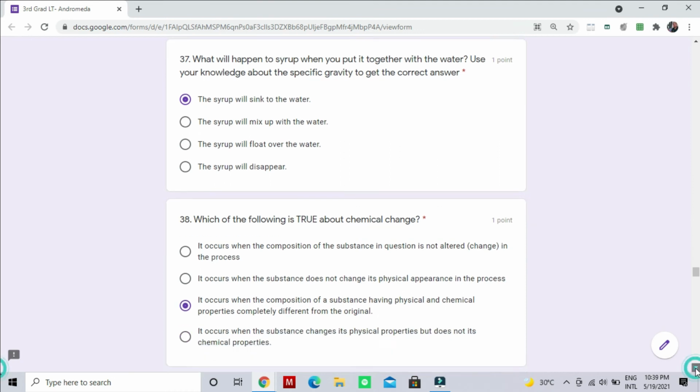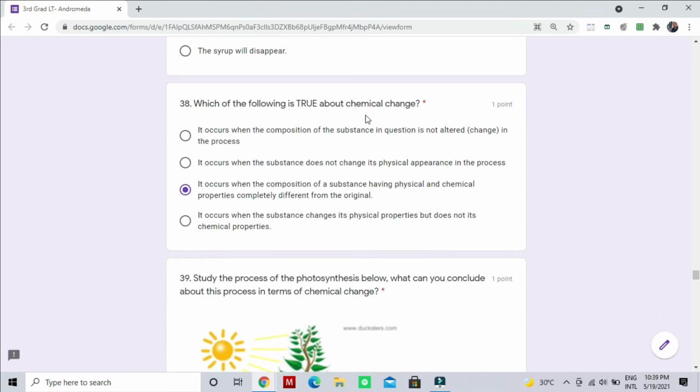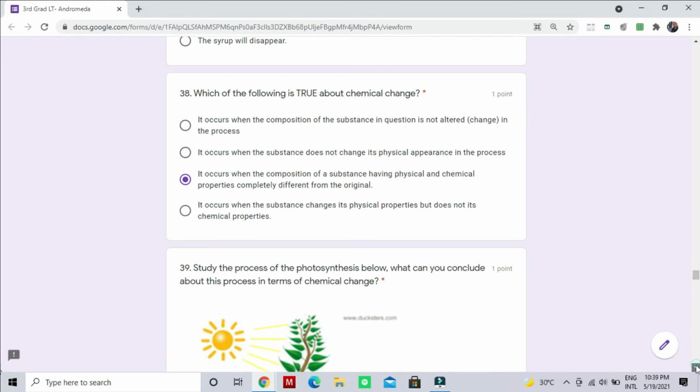Question number 38. Which of the following is true about chemical change? The correct answer is it occurs when the composition of a substance having physical and chemical properties completely different from the original.